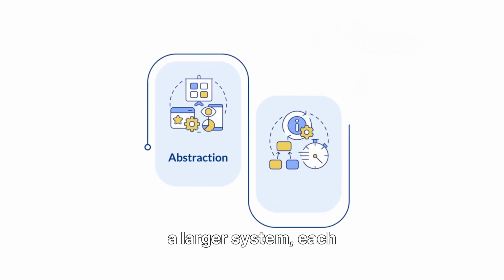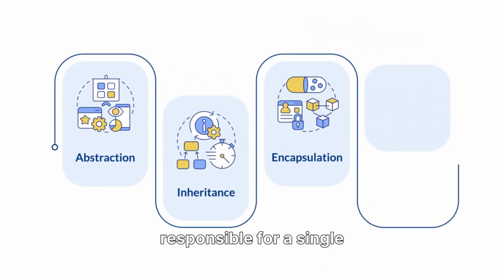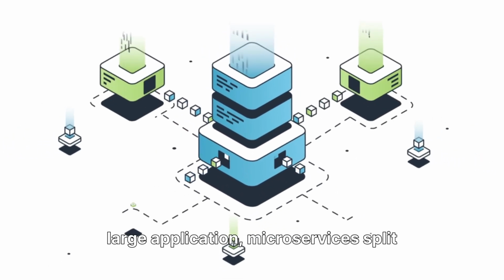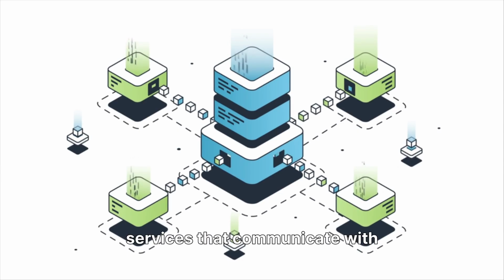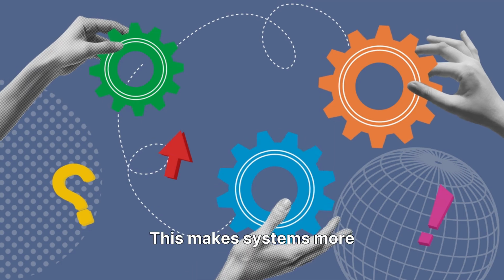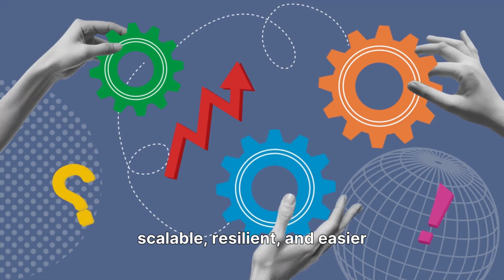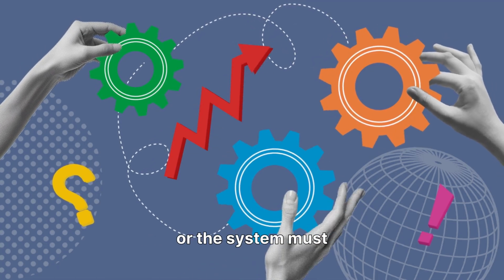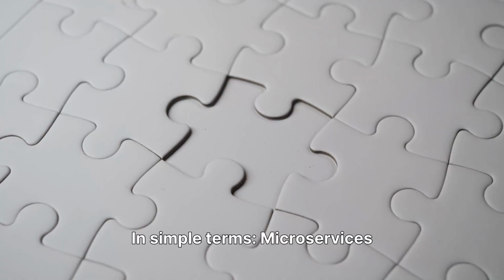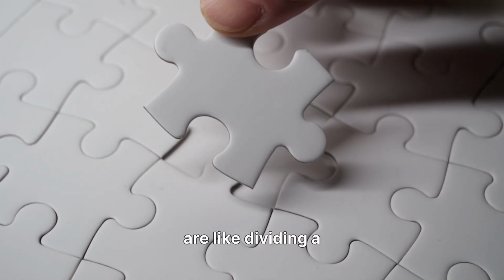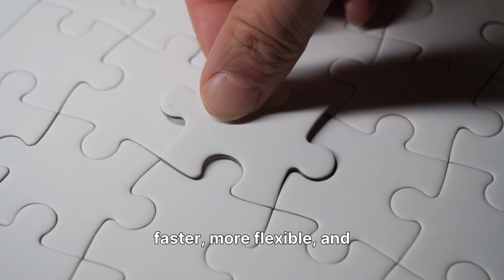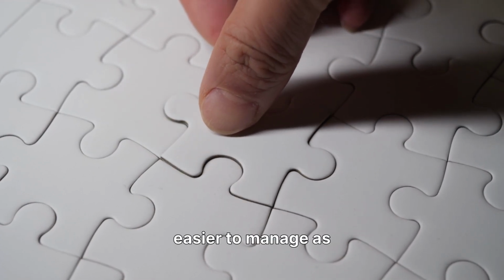A microservice is a small, independent part of a larger system, each responsible for a single function. Instead of building one large application, microservices split the work into focused services that communicate with each other. This makes systems more scalable, resilient, and easier to develop, especially when many teams are involved or the system must grow quickly. In simple terms, microservices are like dividing a big job into many small expert roles, faster, more flexible, and easier to manage as the system grows.